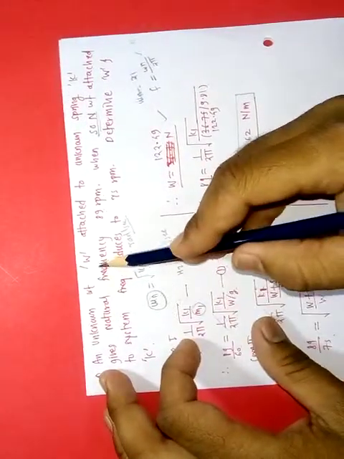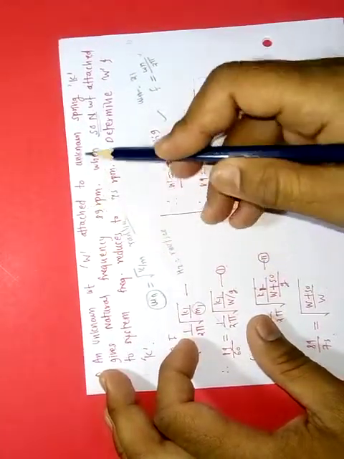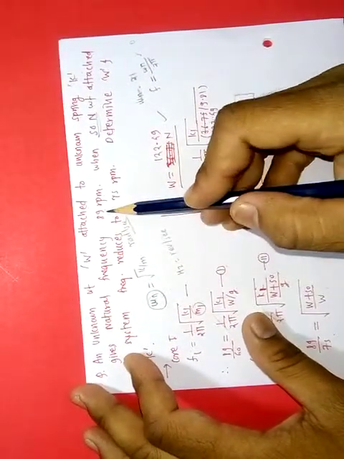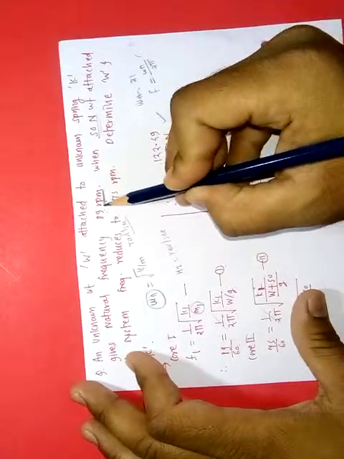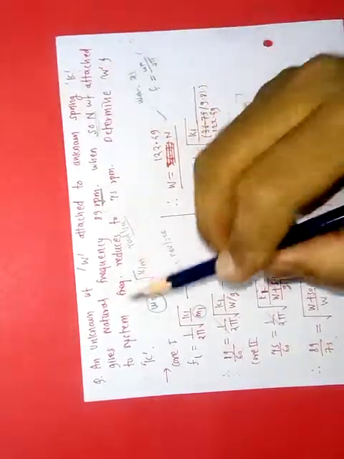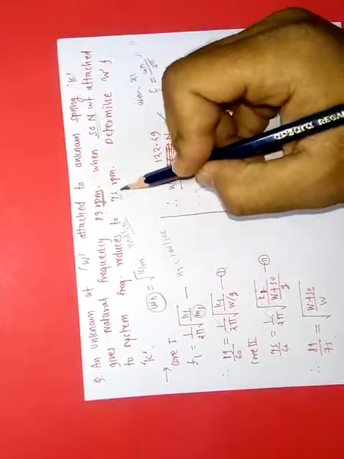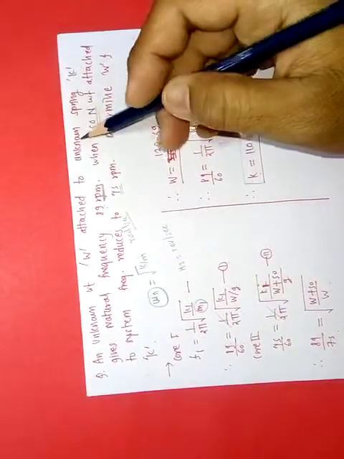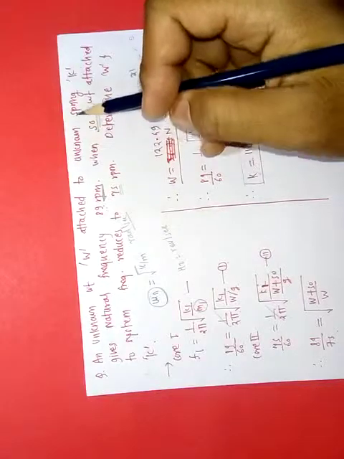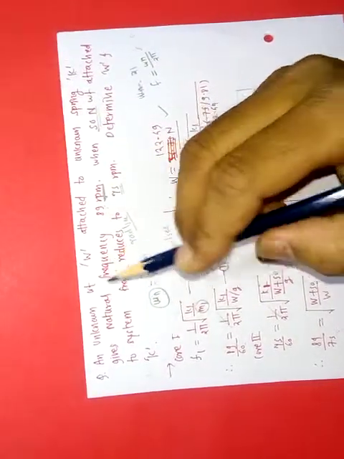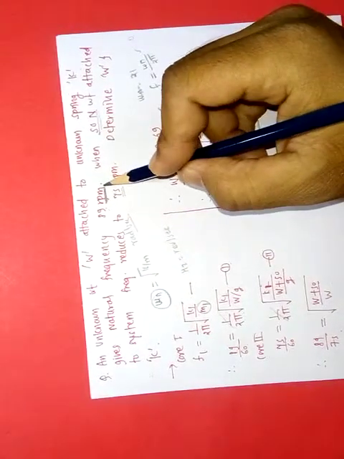Here the problem statement is: an unknown weight W is attached to an unknown spring K. It gives a natural frequency of 89 rpm. So the frequency is in rpm. When a 50 Newton weight is attached to the system, the frequency reduces to 75 rpm. Determine W and K. Here the given system is a spring mass system and the natural frequency is given in rpm.